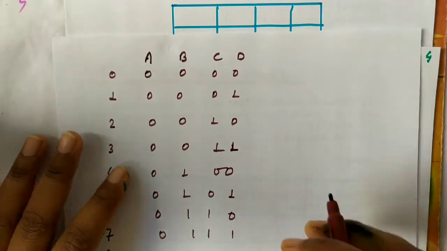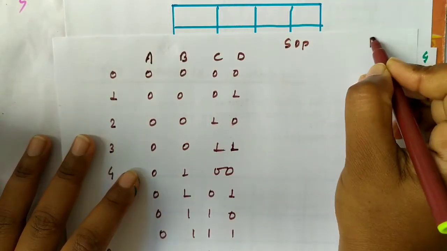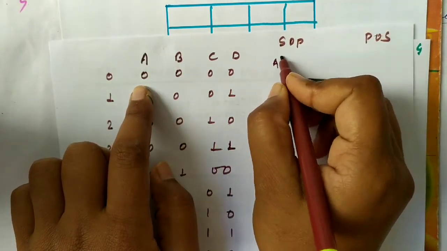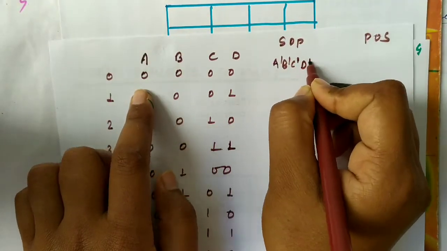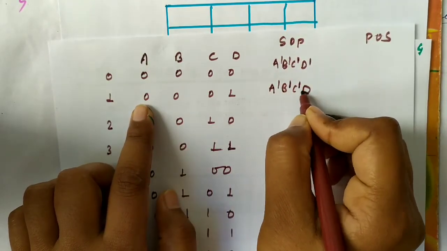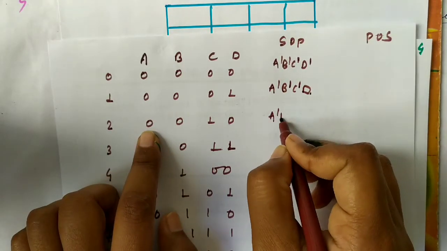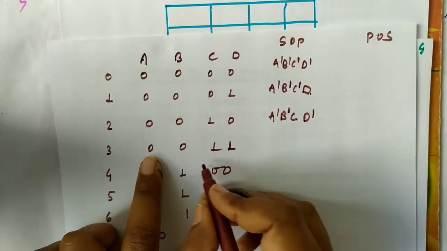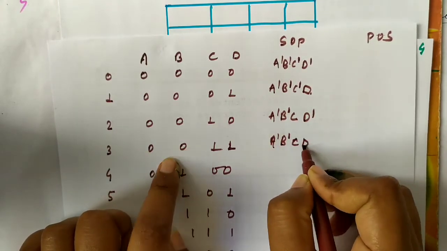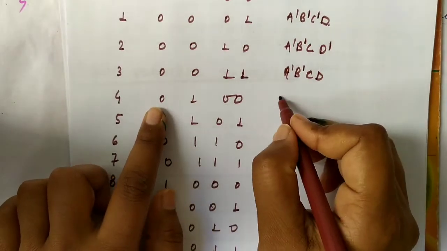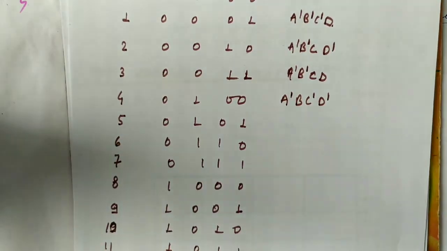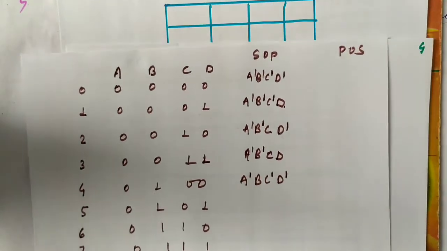For the SOP and POS, we have to write down. For the SOP, A, B, C, D, that means A dash, B dash, C dash, D dash, and 0, 0, 0, 1, that means A dash, B dash, C dash, D. Then again A dash, B dash, C, D dash. Then again 0, 0, 1, 1, that means A dash, B dash, C, D. Next, A dash, B, C dash, D dash. So also we write here up to 15, and next is the POS form.